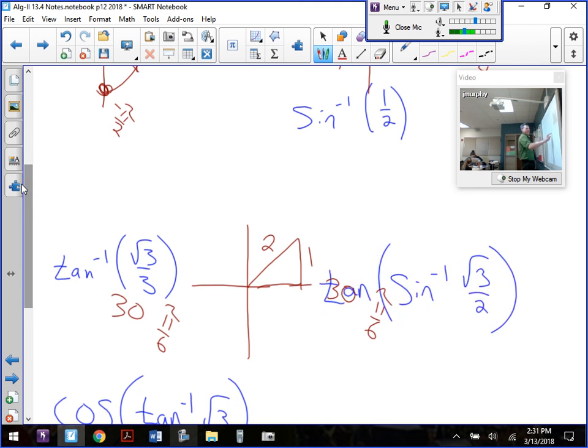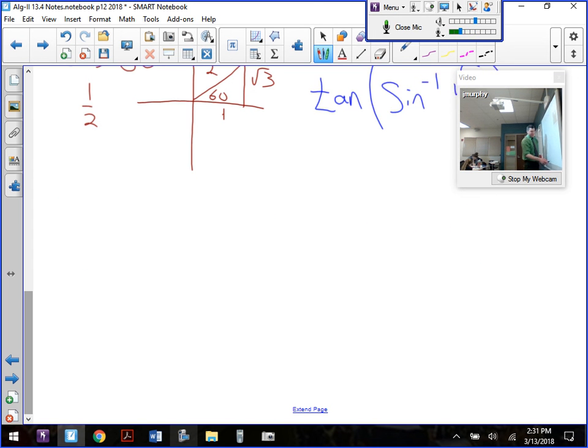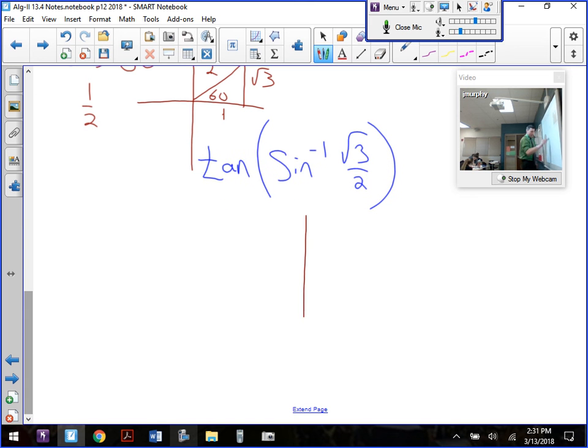Okay. And the last one. What angle? All right. Excuse me. What is the tangent of the angle whose sine is √3/2? It's so hard to say it. It looks easier that way. What's the tangent of the angle whose sine is √3/2? But I know that sine is opposite over hypotenuse. And I know that angle has to be 60. So if I know that this angle is 60, then I know that the tangent of that's going to be √3/1. So the answer is √3.